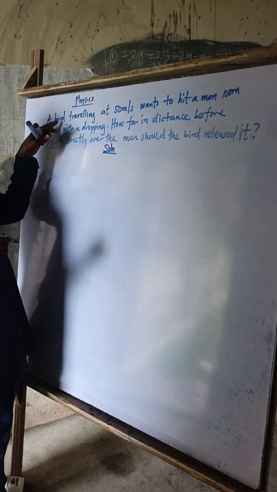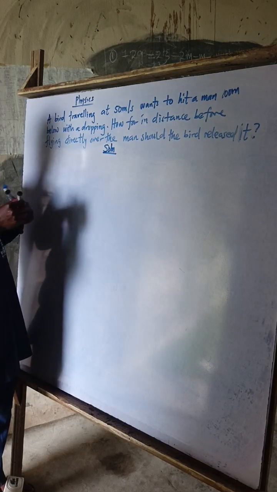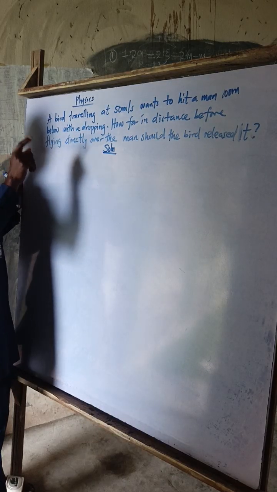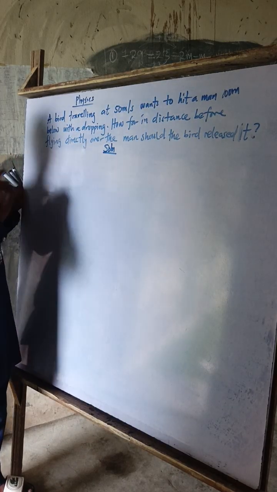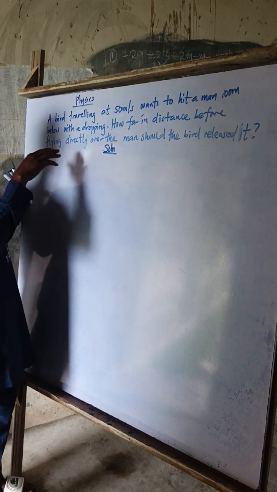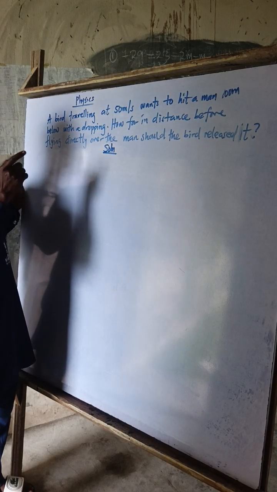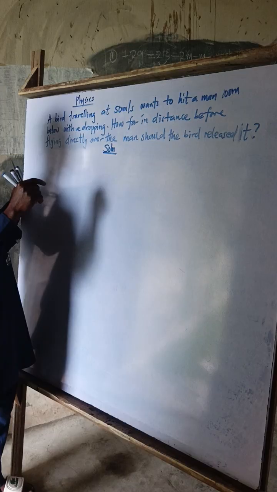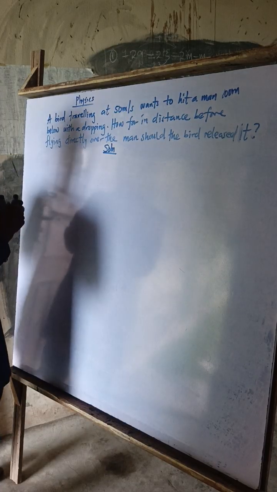So we are given a question of projectile motion, that is, a bird traveling at 50 meters per second wants to hit a man 100 meters below with a dropping. How far a distance before flying directly over the man should the bird release it?